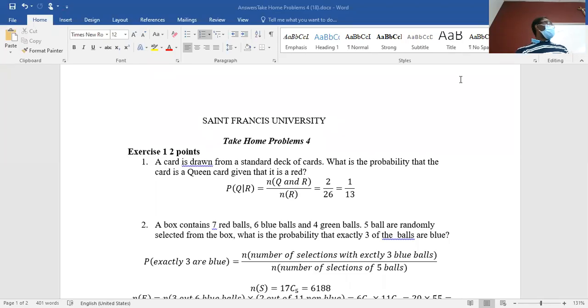So for question 1, the answer is 1 over 13. For question 2, we have a box containing 7 red balls, 6 blue balls, and 4 green balls. 5 balls are randomly selected from the box. What is the probability that exactly 3 of the balls are blue?